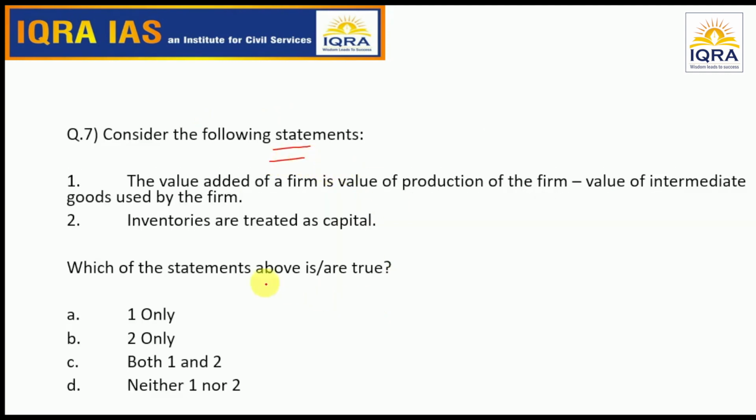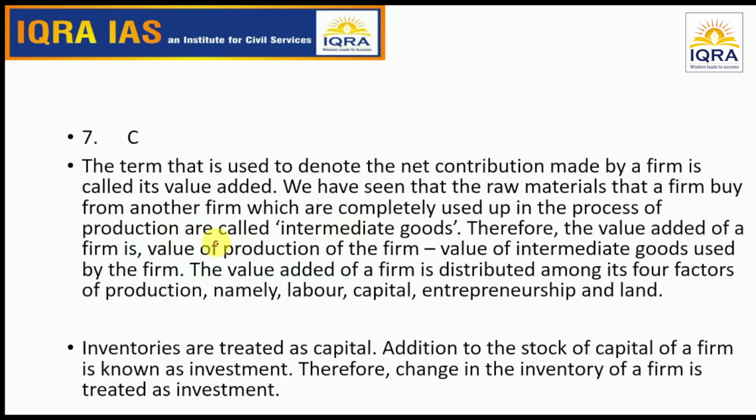Okay, consider the following statements. The value added of a firm is the value of production of the firm minus the value of intermediate goods used by the firm, and inventories are treated as capital. Which of them are true? So both. The value added of the firm is the value of production minus the value of intermediate goods, because that is not value addition done by that particular firm. And inventories are treated as capital, because an addition to the stock of capital of a firm is known as investment. So inventories, meaning the stock that you are having, are always treated as capital.